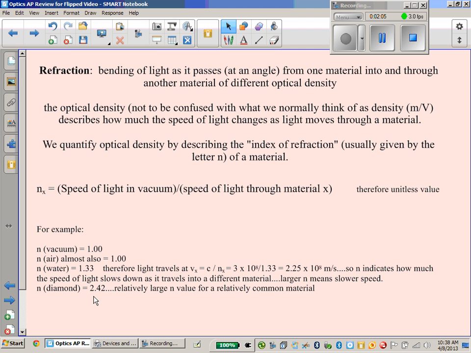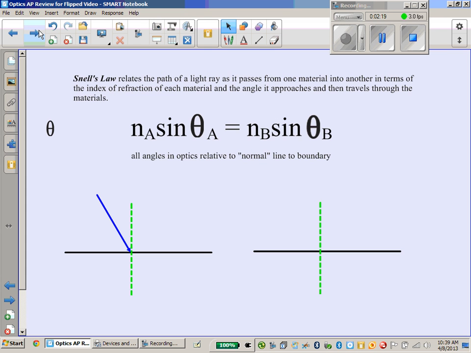Diamond is the most common high index of refraction material. Diamond has an index of refraction of 2.42, and therefore the speed of light reduces significantly. You can do the calculation if you like to. Hours of fun. The other thing I'm going to remind you about is something called Snell's law. I'm not going to do the derivation, but Snell's law allows you to relate the indices of refraction of some material A and material B, and the angle at which the light comes in and then exits.